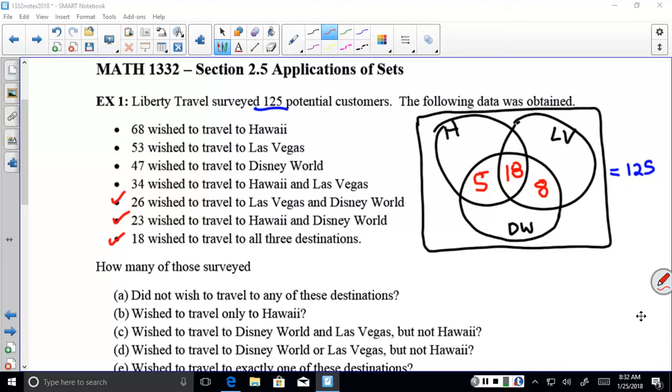34 wish to travel to Hawaii and Vegas. So Hawaii, that narrows me down to these 4. Out of these 4, where it says and Vegas, that narrows me down to those 2. So I already have 18, that leaves 16.